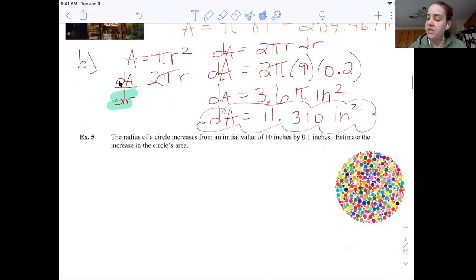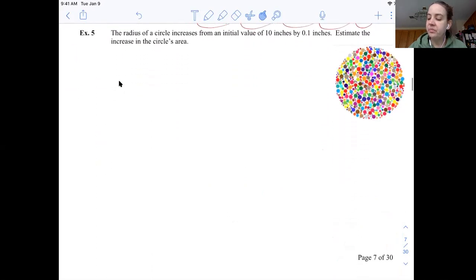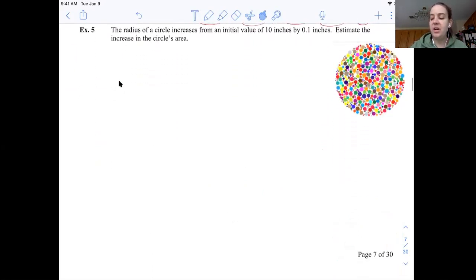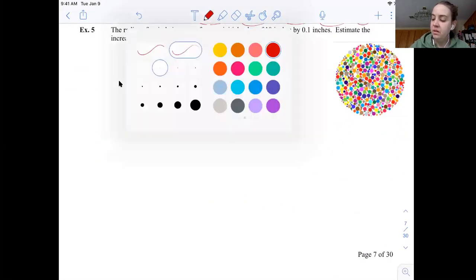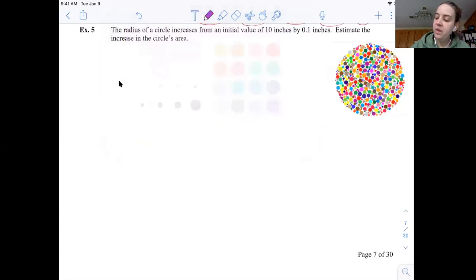All right, number 5 is a circle problem again. The radius of a circle increases from an initial value of 10 inches by 0.1 inches. Estimate the increase in the circle's area. Choose a new color here. So we're going to start with the area formula. Just like above, area is pi r squared. We want to find the derivative with respect to the radius.